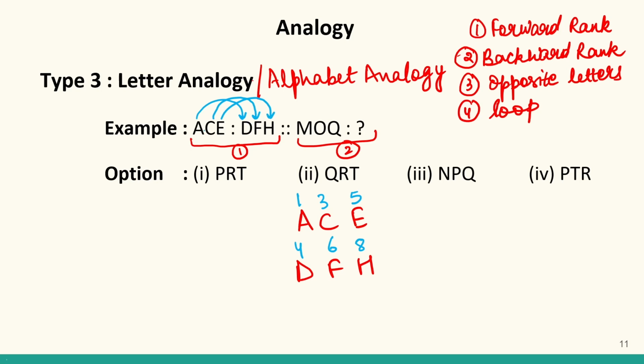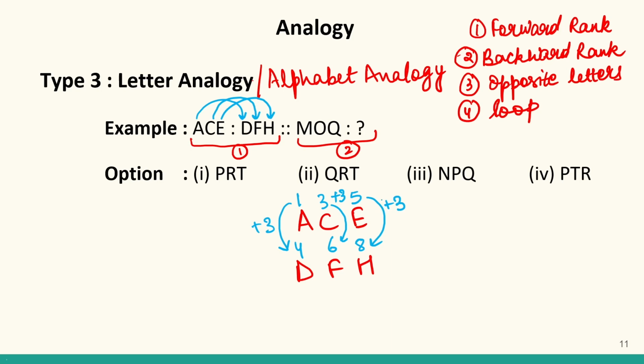So we have to find the individual operation that is being performed on each letter to find the logic that is being used. So over here I can see very clearly from 1 to 4, that means plus 3. Here also from 3 to 6, that means plus 3. And here also from 5 to 8, that means plus 3. So basically we are moving 3 positions forward.